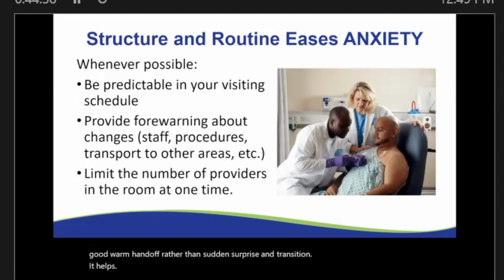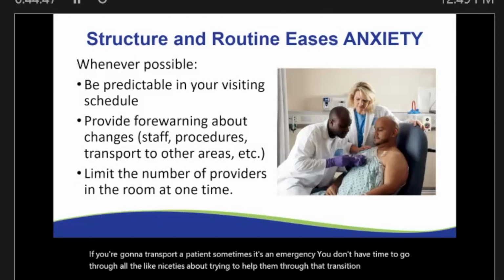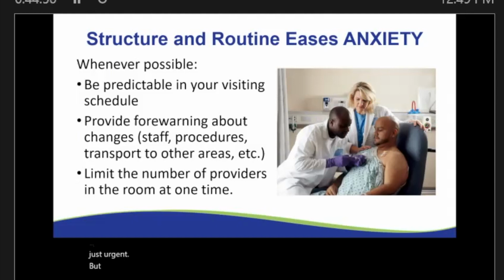If you're going to transport a patient, sometimes it's an emergency. You don't have time to go through all the niceties about trying to help them through that transition. Sometimes it is just urgent, but other times you can. And that's important to do, is ease them through a transition like that.